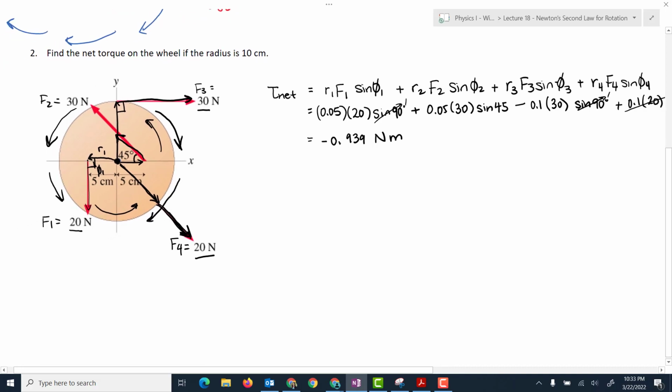So find the net torque. So it's a negative 0.939 newton meters. The negative implies that the wheel is going to be rotating in the negative direction, which is clockwise. Okay, so I could also say a positive 0.939 newton meters, and in brackets I could say clockwise.